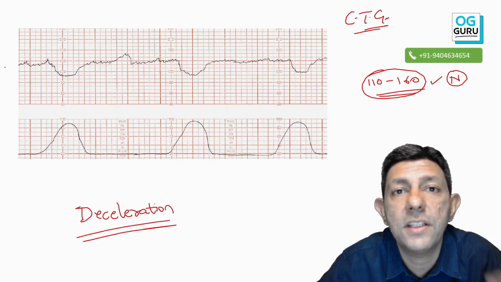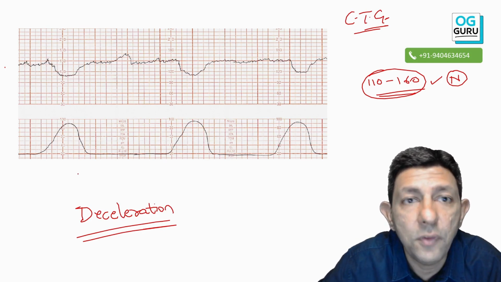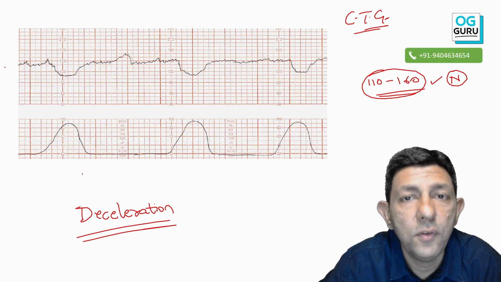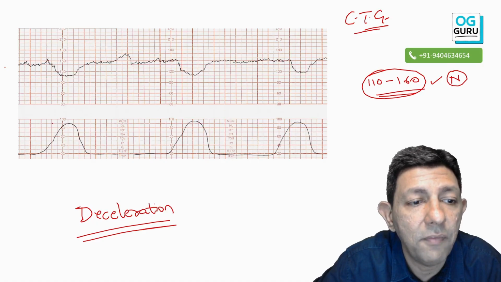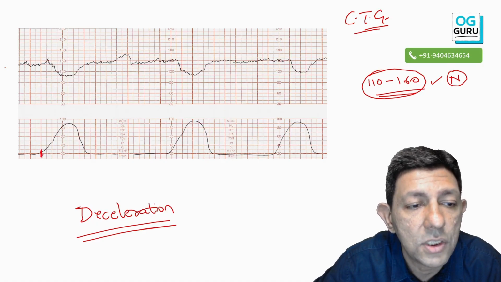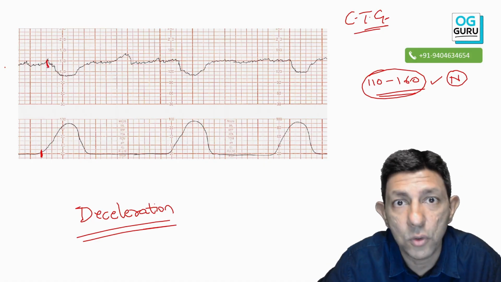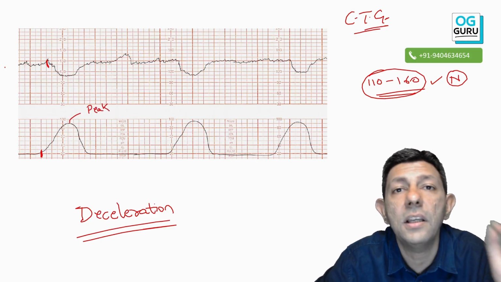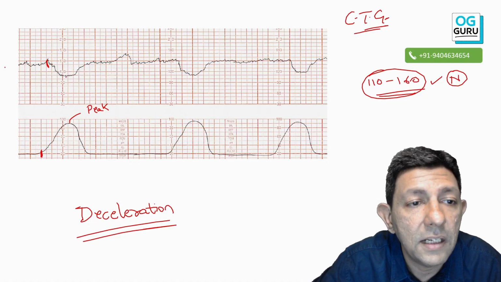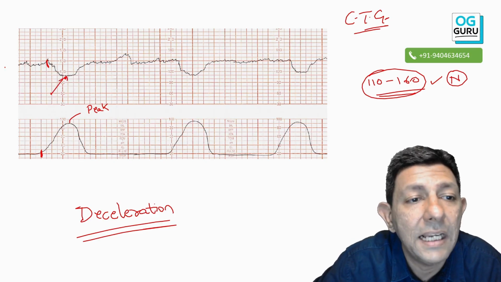What type of deceleration is this? Okay, so please understand this. If you see what is happening, sir, when the uterine contraction starts, the baby heart rate starts to go down. When the peak of the contraction is reached, here we get the lowest point. This lowest point is called the nadir.